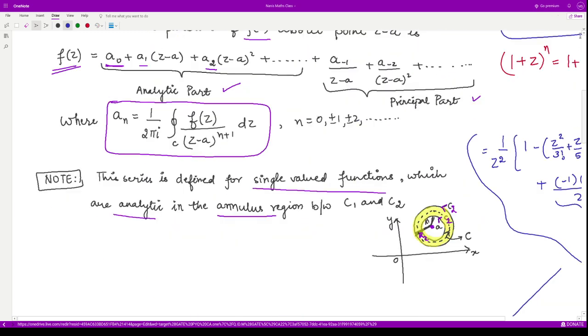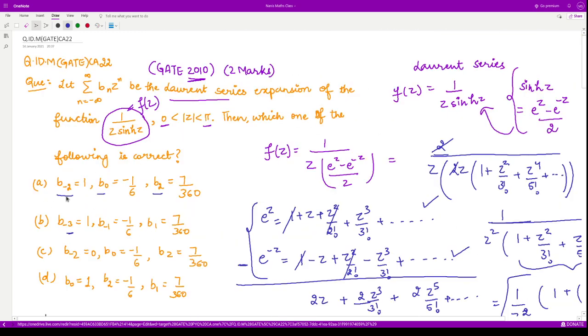So let us have a look at our options. So from here b minus 2 comes out to be 1, b0 comes out to be minus 1 by 6, and b2 comes out to be 7 by 360. So from here we would have option A as the correct option.